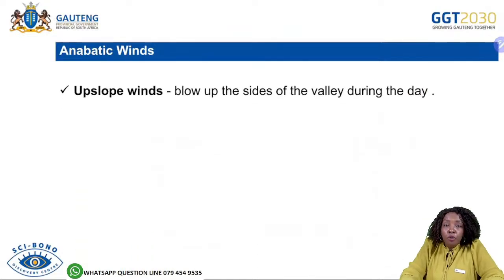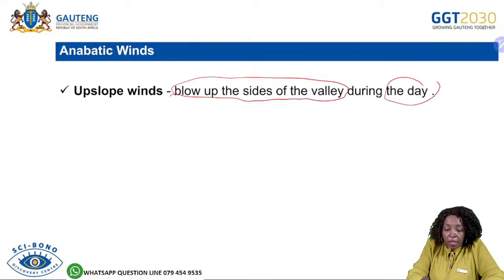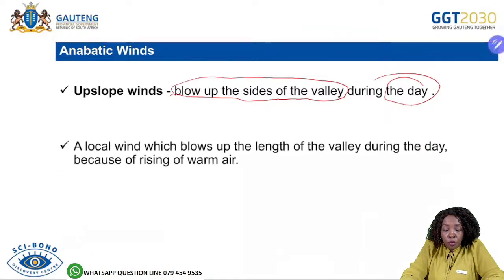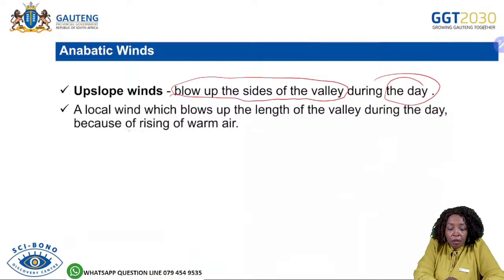Right, we are now going to look at the anabatic winds. So these winds, we refer to them as the upslope winds because they blow up the sides of the valley during the day. And then also what you need to note is that it is a local wind which blows up the length of the valley during the day because of the rising warm air.